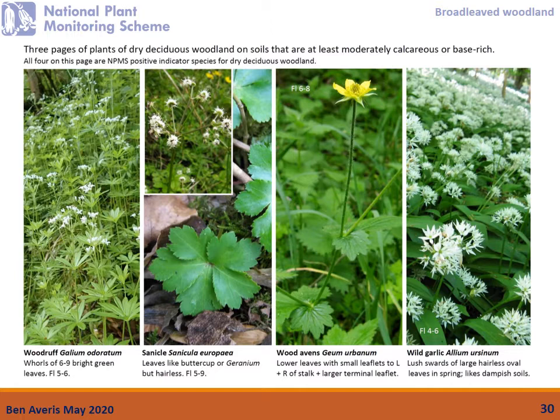Wild garlic, pretty unmistakable: big broad leaves, sort of long and oval and broad and hairless, and if you crush them they smell of garlic. Then these great big round heads of flowers, and it can form carpets, especially on soils that are a bit damp. It actually overlaps with wet woodland, as we'll see later on.